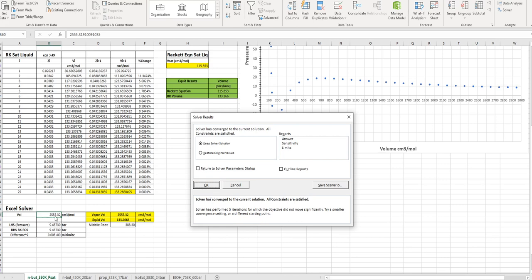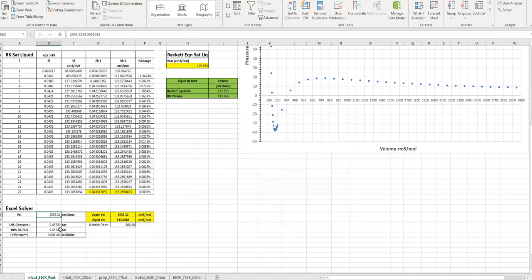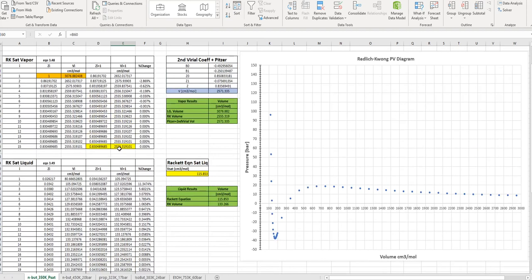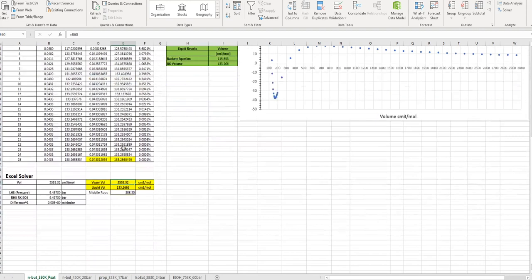What that does is put the solution in our B60 cell. So I say OK. And this is my saturated vapor volume. I can set that equal to that, or just copy and paste. So 2555.32. What do we get with our iteration? We got essentially the same thing.